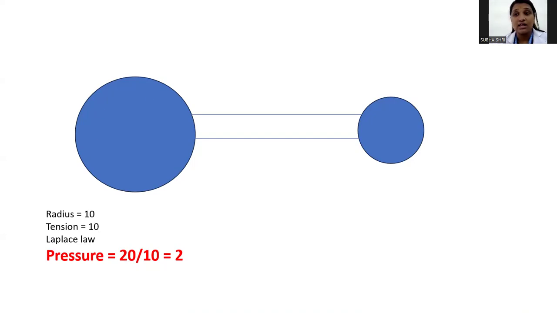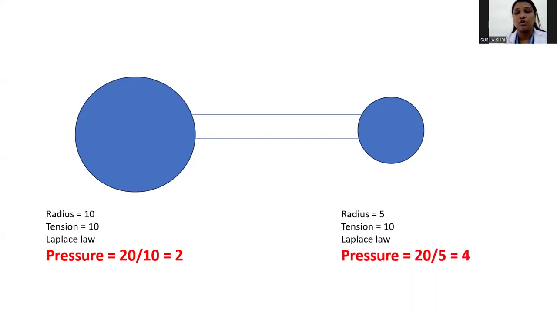Imagine the smaller alveolus has the same tension. Its radius will be less, though this is a hypothetical situation. So what happens in a smaller alveolus with a small radius and the same tension as the bigger one? According to Laplace law, the pressure generated here will be 4, which is higher than the pressure of the bigger alveolus. So the pressure here is 2, and the pressure here is 4.